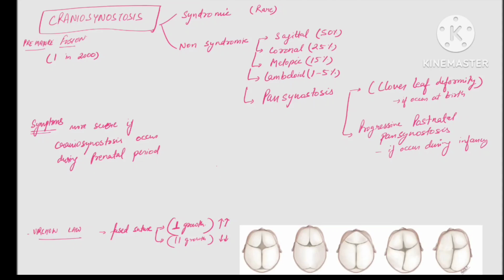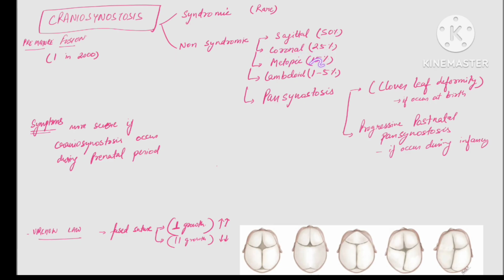Hello everyone. In this video, we will discuss craniosynostosis. We will discuss in detail non-syndromic craniosynostosis, and we will make a separate video for syndromic craniosynostosis. Coming to non-syndromic craniosynostosis, which is more common, 50% of the patients are sagittal craniosynostosis, 25% coronal craniosynostosis, metopic craniosynostosis 15%, and lambdoid 1 to 5%.